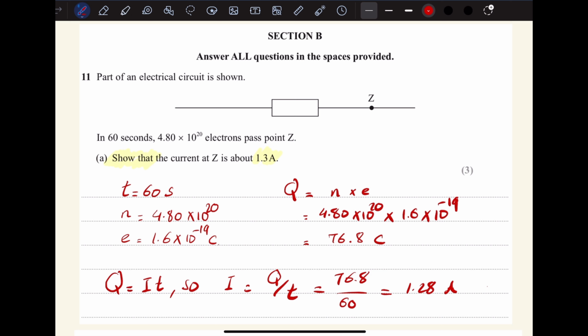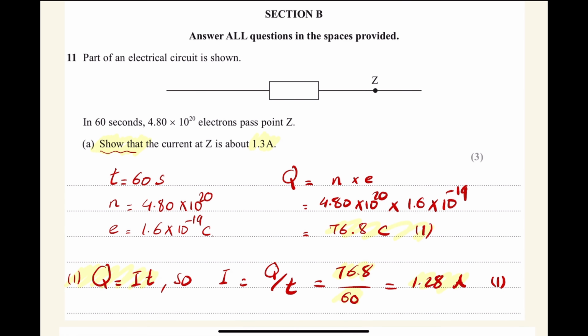You will get 3 marks. 1 mark for showing the correct answer with the unit. So let me highlight 1.28 ampere. The second point is showing the formula, which is Q equals I T. This is the second mark. And the value of the electric quantity, which is 76.8. So this is mark 1 and this is mark 2 for rearranging and the substitution of Q over T. You get 3 out of 3.